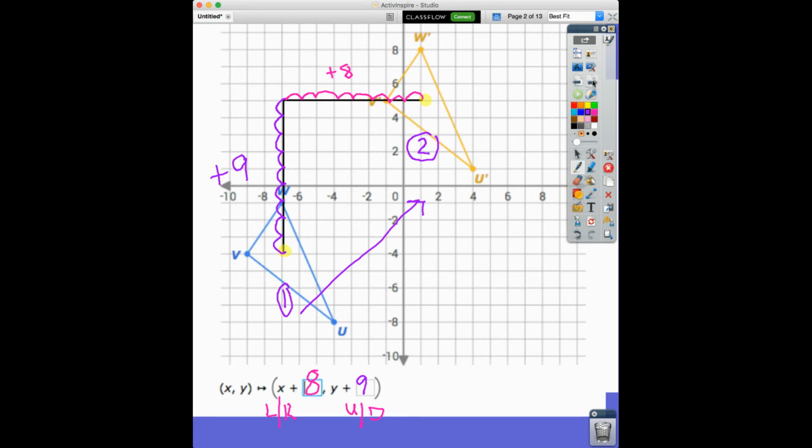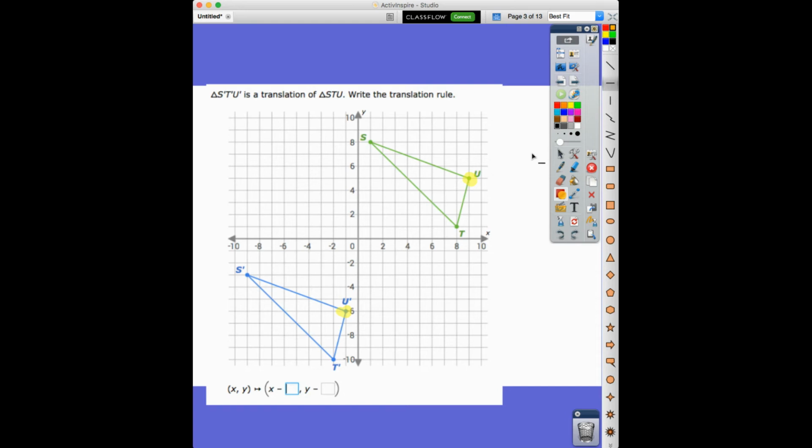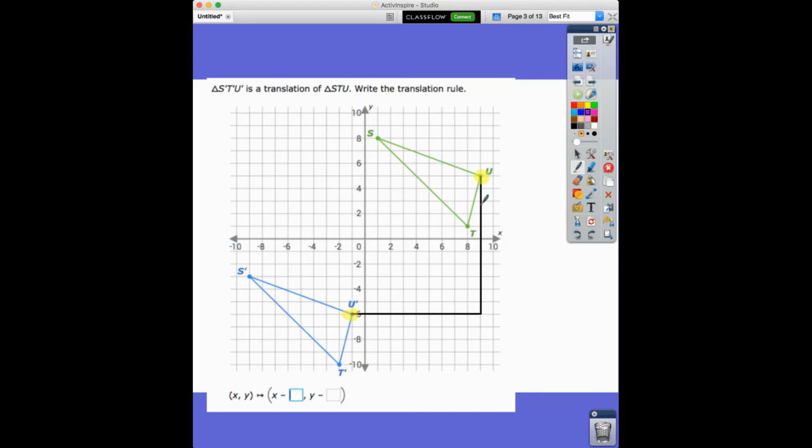All right, let's try another one. Again, we're going to pick 2 points. This time I'm going to pick U. Okay, again, some people were struggling with how I got that last time, so let's make my triangles right side. Now, if it makes more sense, we can go left to right first, since that number goes first.